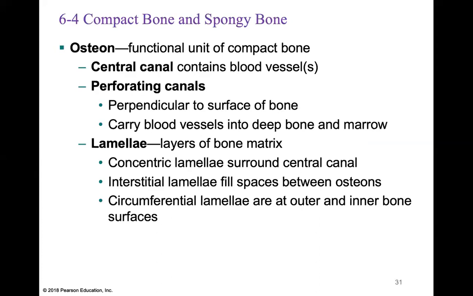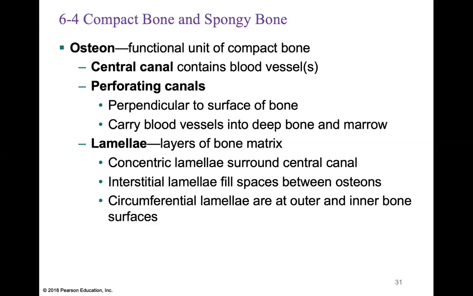Now, looking at the basic structure of bone, we have what's referred to as an osteon. The osteon is the functional unit of compact bone. You're going to have a central canal where blood vessels are found. You'll have perforating canals. These are perpendicular to the surface of the bone, and they will carry blood vessels into deep bone and marrow. And then the lamellae are layers of bone matrix.